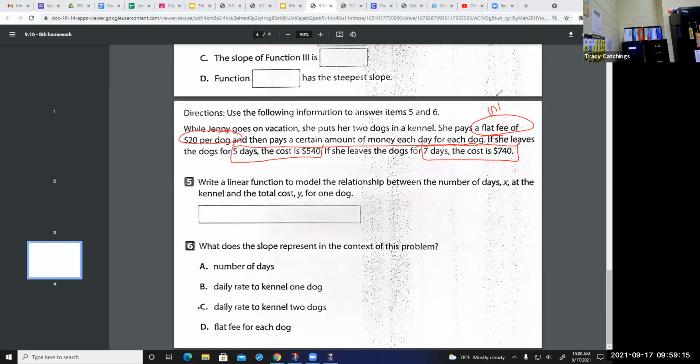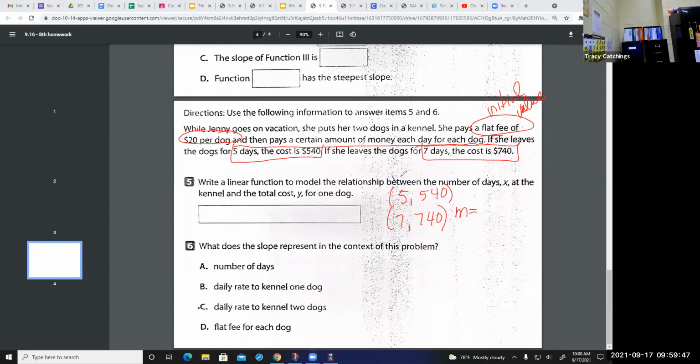Let me go ahead and get what William said. He said this is our initial value because that's a flat fee. Now the key, we got to find the slope. So we're going to find the slope based on the information they gave us at the bottom. So 5 days for $5.40 would be 1 point, and then the 7 days for $7.40 would be the other point. So sometimes they'll give you both points in a scenario. You just got to kind of make sense of it.